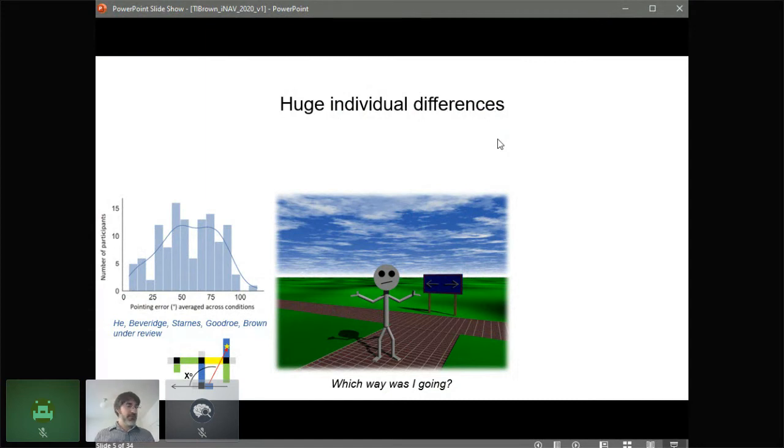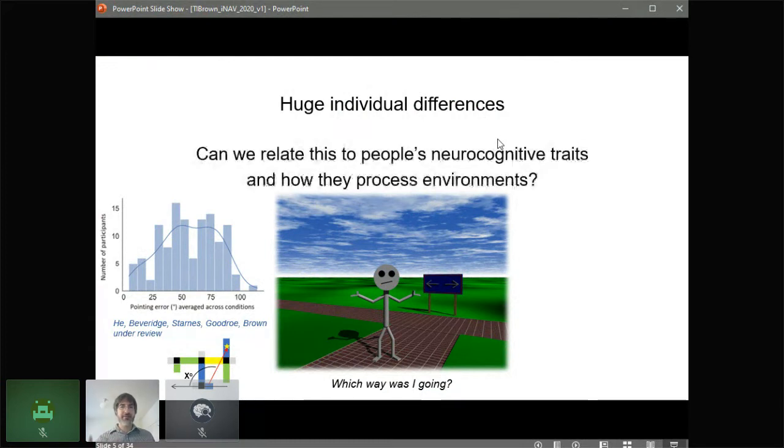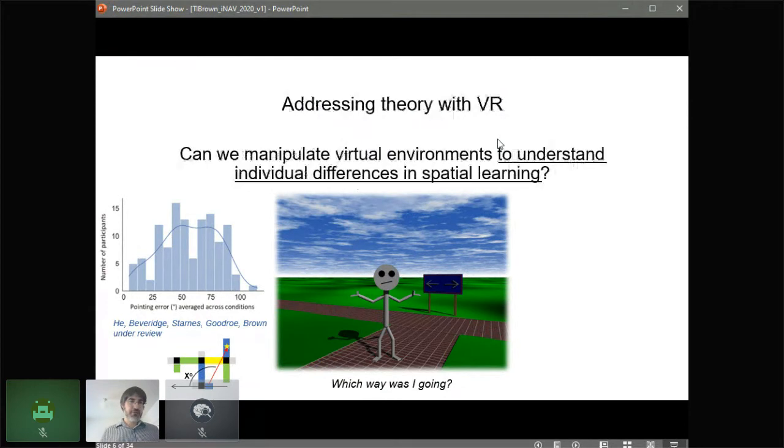So this led us to become really interested in whether we can relate this type of variability in people's understanding of the environment to neurocognitive traits, and perhaps how they process the features of the environment that they've tried to learn. So today I'm going to give a rapid overview of some of the work we've been doing to understand these individual differences in spatial learning via virtual reality manipulations of environmental features.